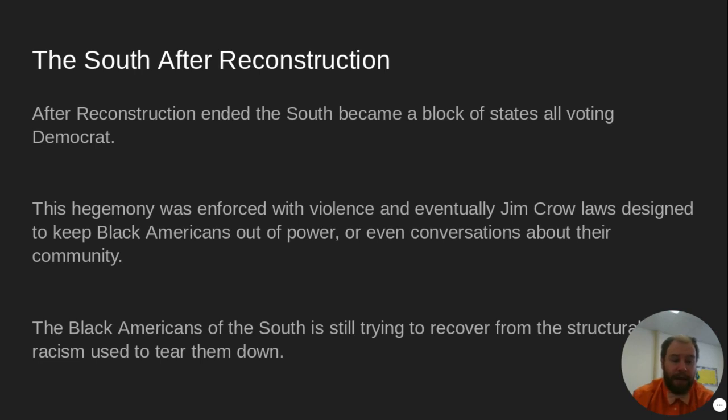These laws made it so that they had to be separated at all times from whites, and it created an unequal society by law in the South. The black Americans of the South are still trying to recover from this structural racism. Not to say that all structural racism is gone, because it's not, but this very obvious and abhorrent structural racism that was put in place under Jim Crow still has a great negative effect on the black people of the South because it set them back so much.